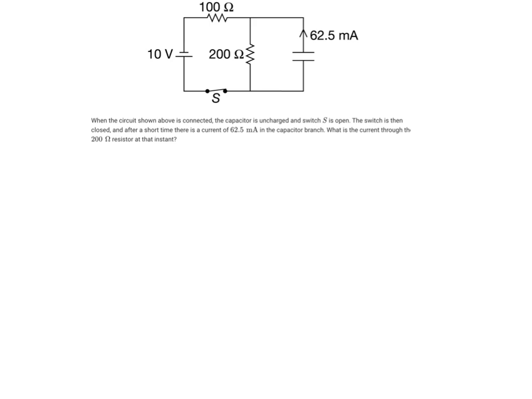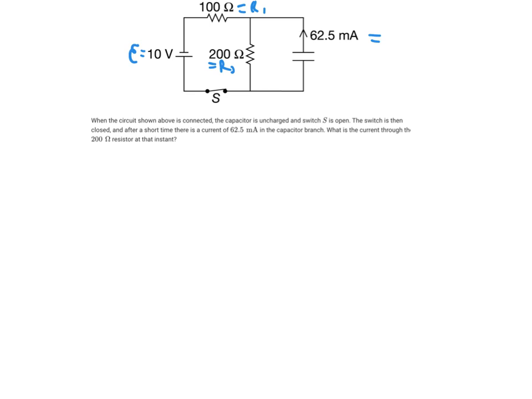So I'm going to give everybody names because I like to name things. I'm going to call this the EMF. I'm going to call this R1. I'm going to call this R2. And this is going to be the capacitor C. We're going to call this the current through the capacitor.